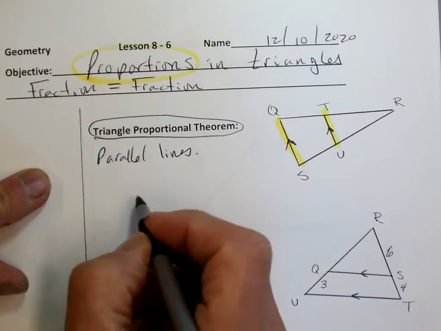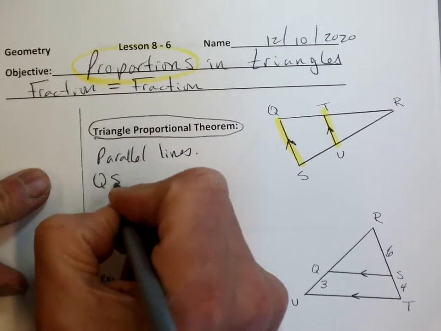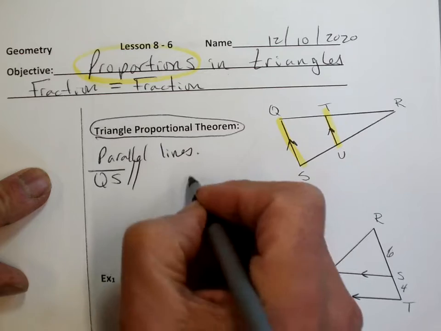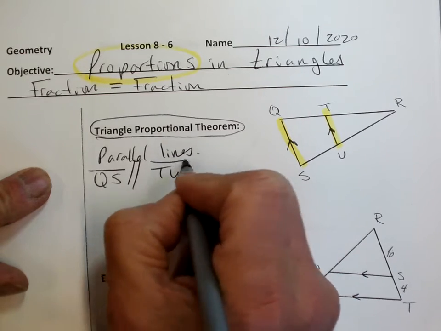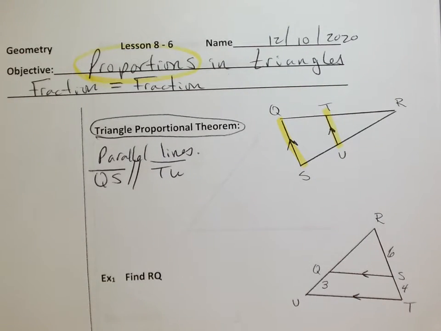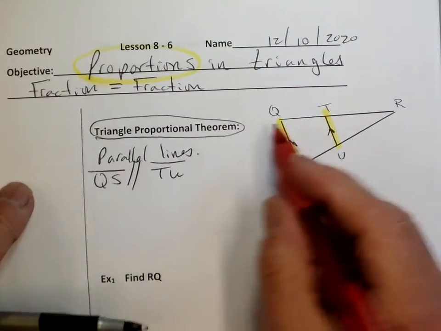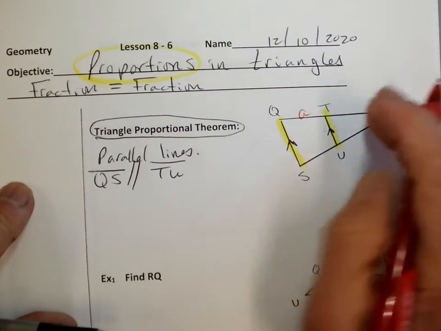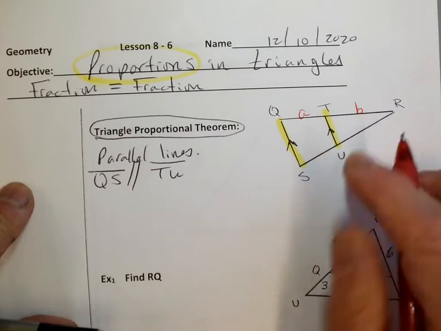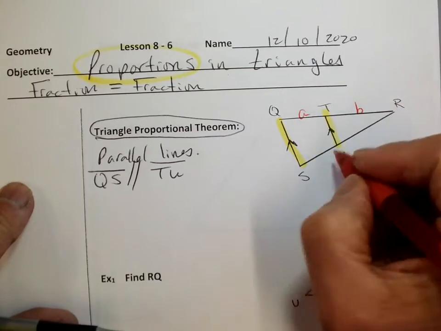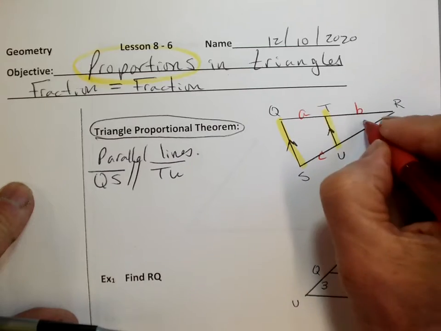And so in this case, I know that QS is parallel to TU. So if it does that, it really breaks the whole triangle into four parts. Okay, so let's take a look at it. I've got a side here, let's just call that A. And I've got a side here, let's call that B. I've got a side here, let's call that C. And I've got a side here, let's call that D for right now.